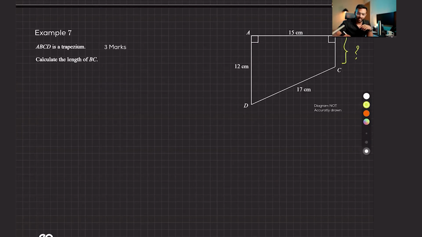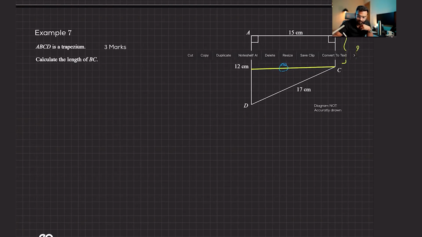So what are we going to do? We will join a line like this. I didn't like that line very much. Hold on. Okay, we will join a line of 15 centimeter over there and make it a right angle triangle like that. So now I'll call this junction point E, the point E.